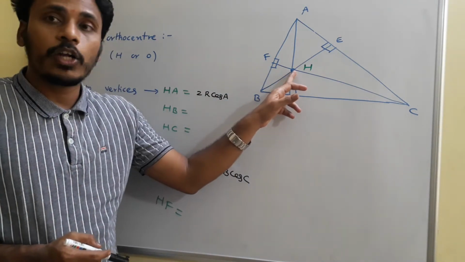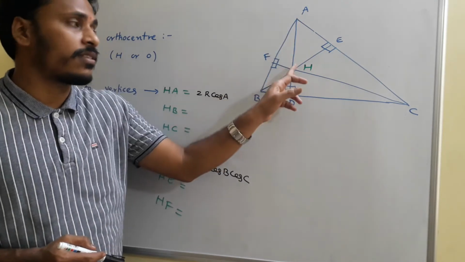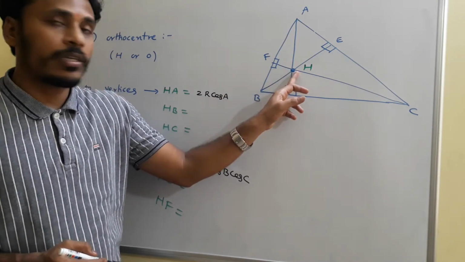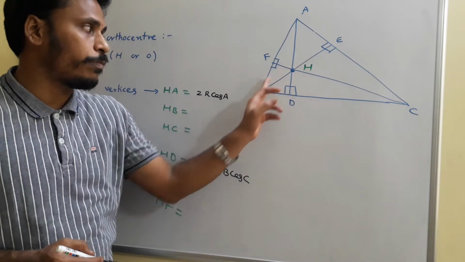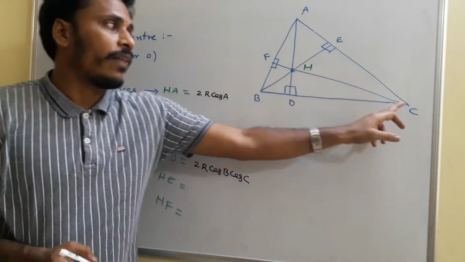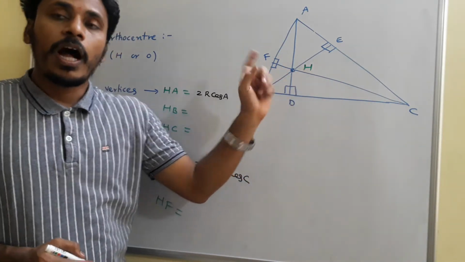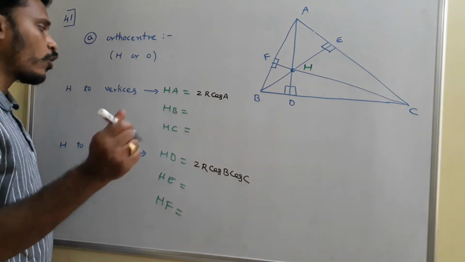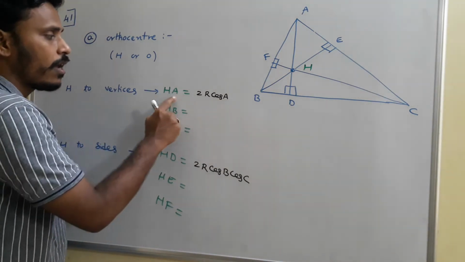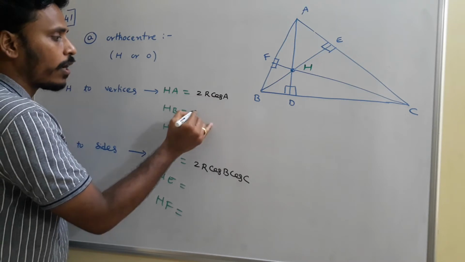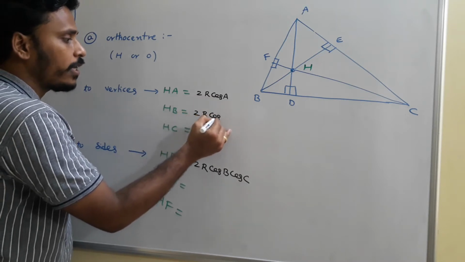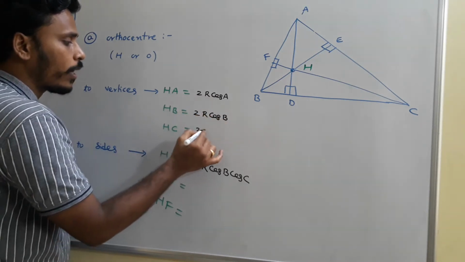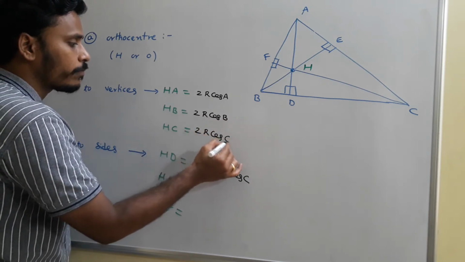And this orthocenter to the vertex A, the distance is HA, and the orthocenter to the vertex B, the distance is HB, and the length of this distance is HC. Those three distances from the orthocenter to the vertices are given by the rules. To the vertex A it is 2r cos A, to the vertex B it is 2r cos B, and to the vertex C it is 2r cos C.